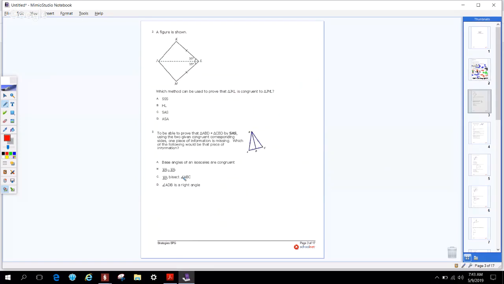Okay. Next question. A figure is shown. Which method can be used to prove that triangle JKL is congruent to JML? What do you tell me what you guys see? Why is it side angle side?